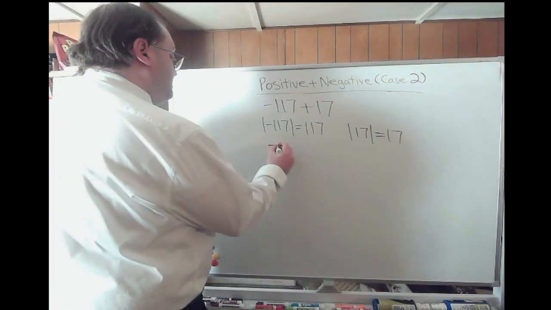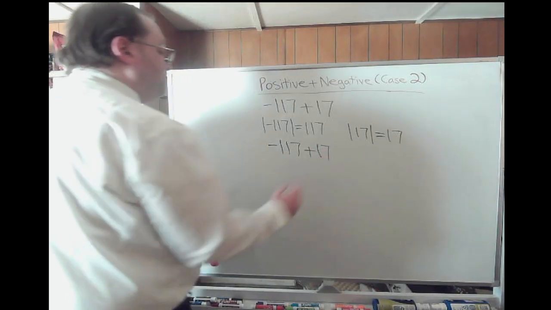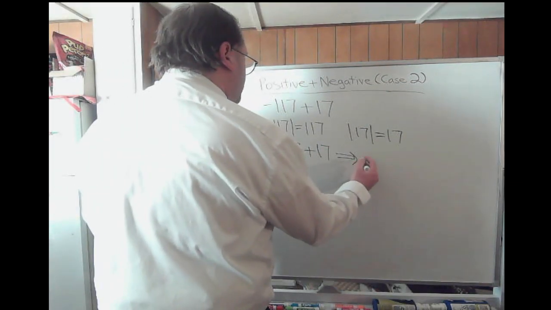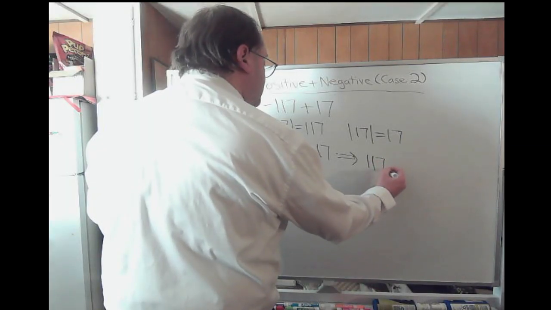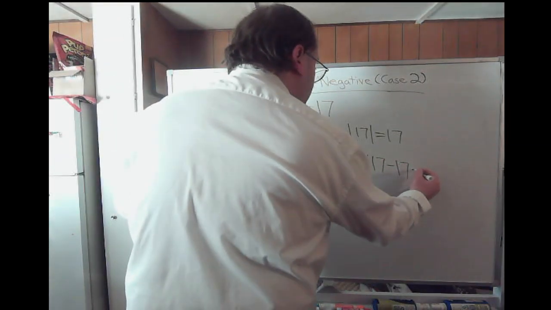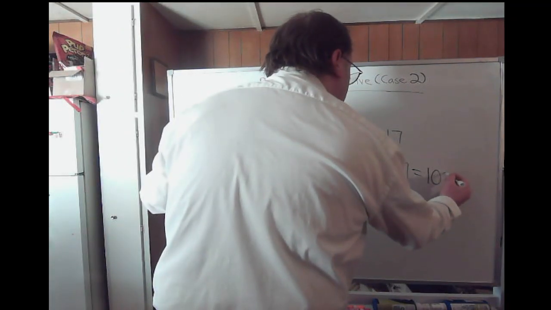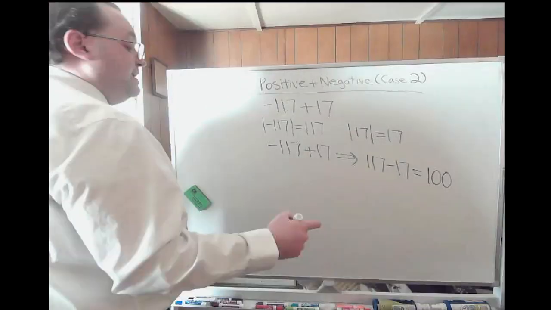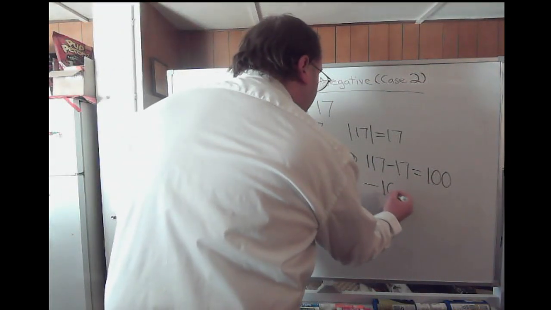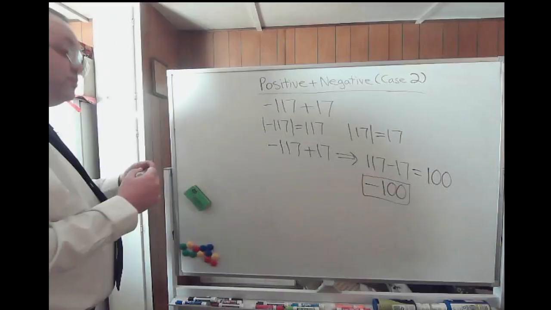So let's rewrite the equation. Negative 117 plus 17. You can temporarily pull that dupe trick I taught you. Switch places, make 117 minus 17, in which case we know 117 minus 17 is 100. But since we determined that it's a negative solution, you're just going to throw a negative in front of the 100. Your answer to this problem would be negative 100.